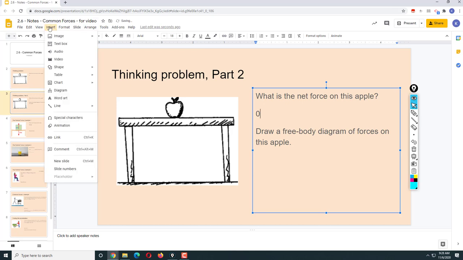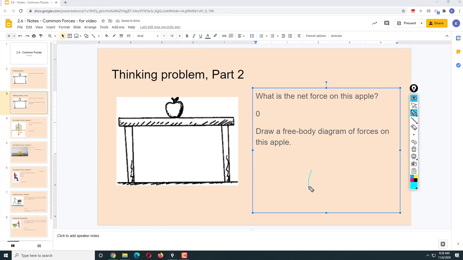Let's draw a free body diagram. Here's the apple. Are there any forces? Well, we know there's weight, the force of gravity. Some people write it as W, some people write it as F_G for gravity. Is that it? Well, if that's it, the net force can't be 0 because we have weight coming down. In order for the net force to be 0, there must be another force pointing up.